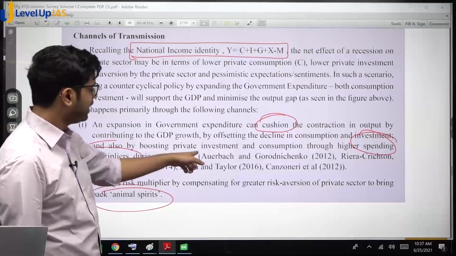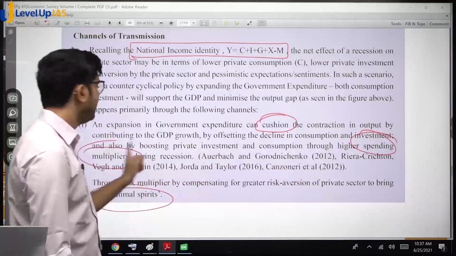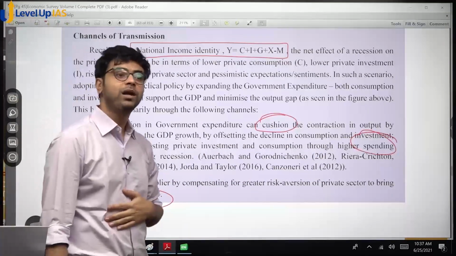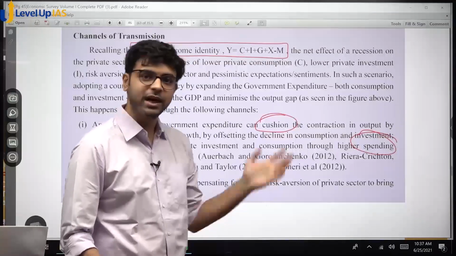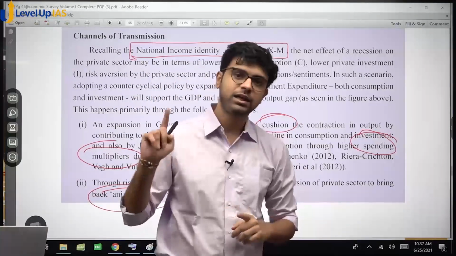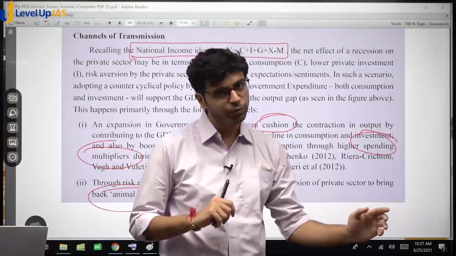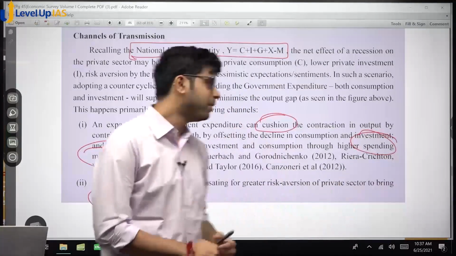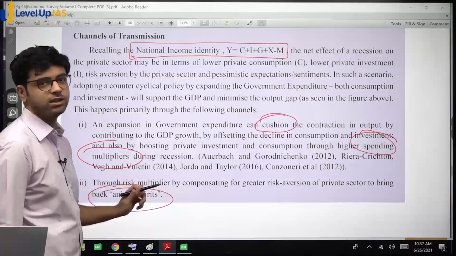Also by boosting private investment and consumption through higher spending multipliers. And who are those who are constructing the bridge? They will buy cement, so their C will increase. Cement manufacturers will contribute to I. So by announcing 10 bridges, government has contributed to the recovery of C and I. That is called the multiplier effect during the recession.